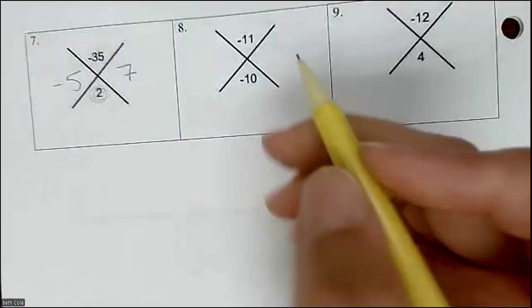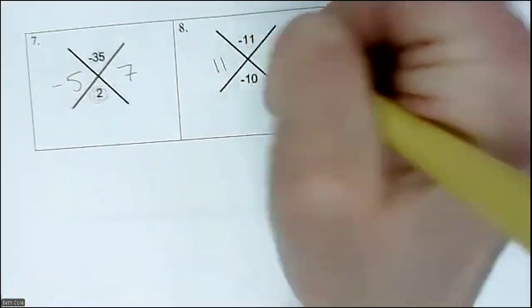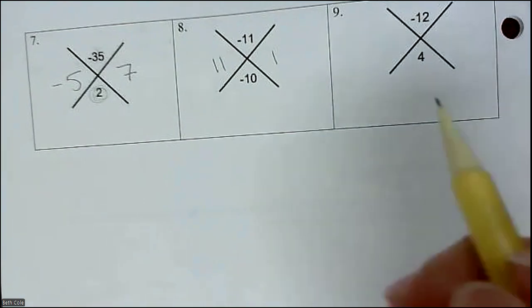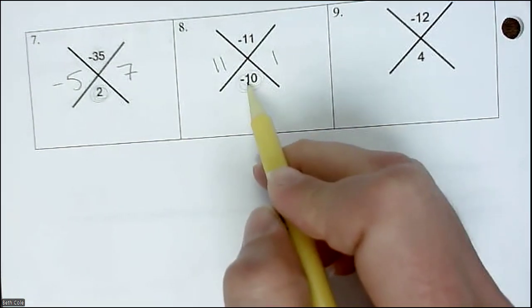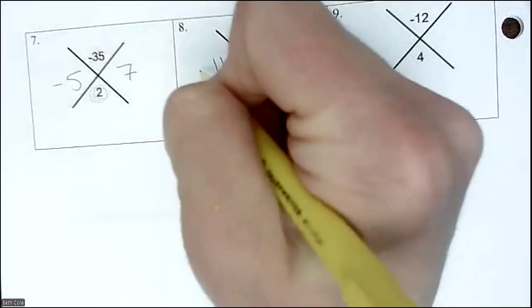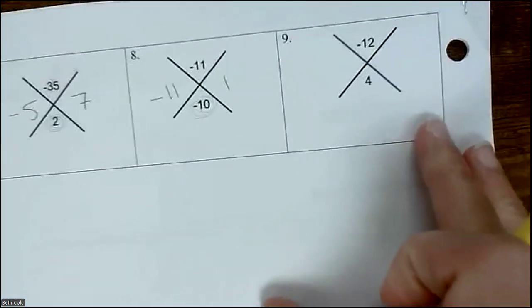Good job. All right. I need numbers that multiply together to equal 11. There's only one option. 11 and 1. It's a prime number, so it has to be 11 and 1. Now, which one gets the negative so that I add them to give a -10? The 11. -11 plus 1 gives you -10.